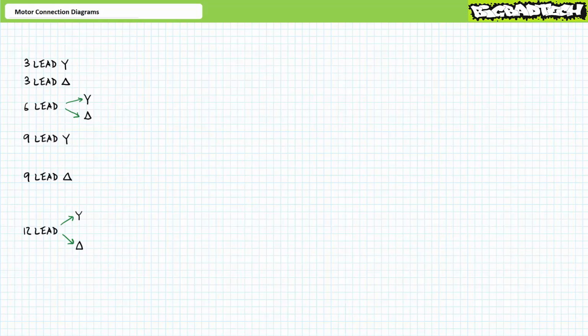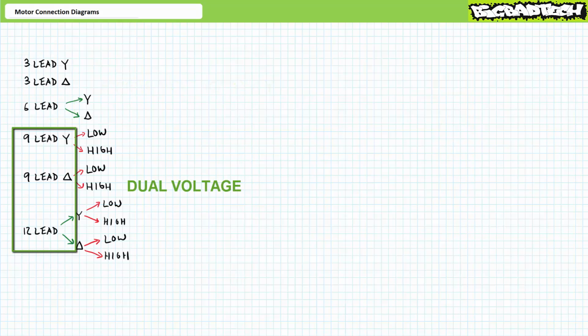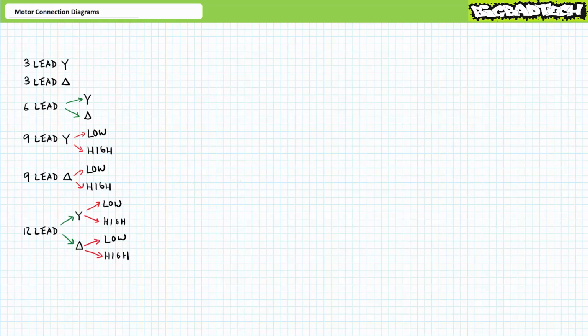Let's now identify which motors are intended for use with single voltage systems or dual voltage systems. All 3-lead and all 6-lead motors are intended for single voltage operation, whereas 9 and 12-lead motors are intended for dual voltage operation. If you think about it, we are presented with two independent choices, Y or delta, and single or dual voltage, which effectively gives us 12 different options.